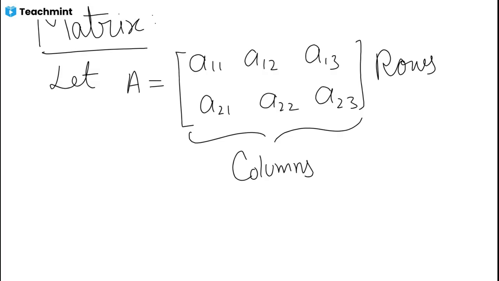What does it mean by A11, A12, A13? A11 means element of first row and first column. A12 means element of first row and second column. A13 means element of first row and third column. Similarly, A21 is element of second row and first column. A22 is element of second row and second column. A23 is element of second row and third column. Got it now? Yes, ma'am. Okay.